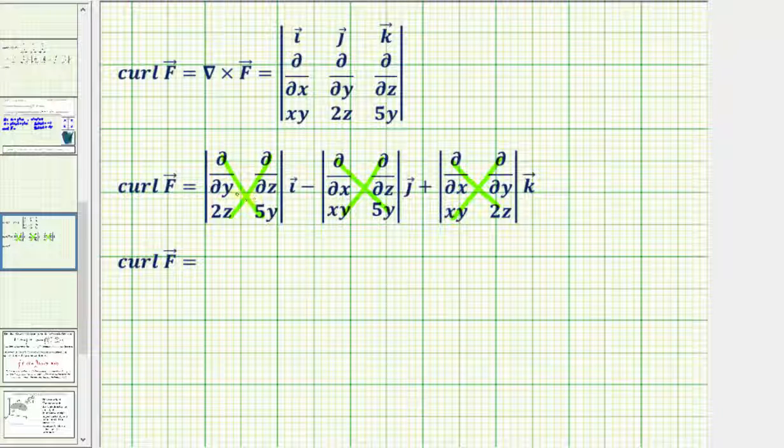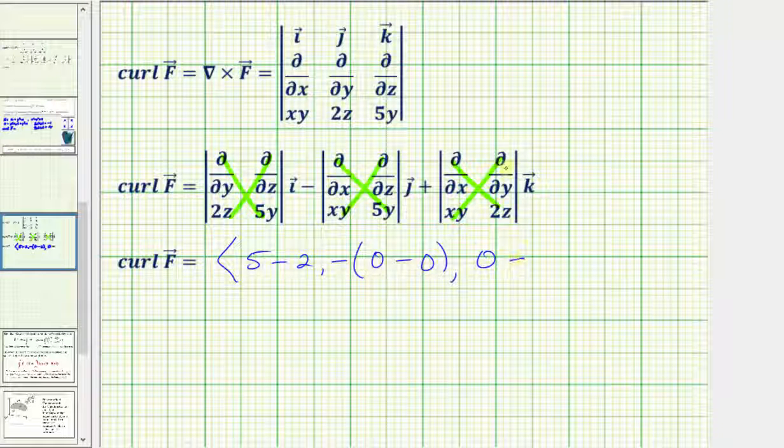And notice how these products are actually partial derivatives. So in component form, the i component is the partial derivative of 5y with respect to y, which would be 5, minus the partial derivative of 2z with respect to z, which would be 2. Next, notice how we have a minus here, so minus the partial derivative of 5y with respect to x, that would be 0, minus the partial derivative of xy with respect to z, that would also be 0, comma. For the k component, we have the partial derivative of 2z with respect to x, that's 0, minus the partial derivative of xy with respect to y, that would be x.